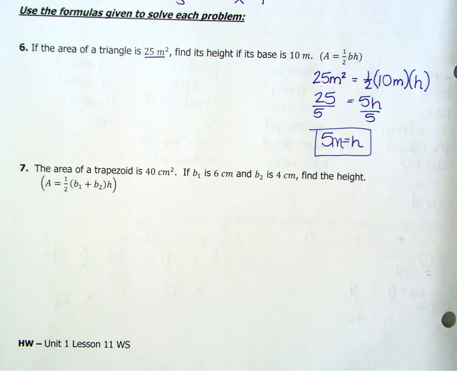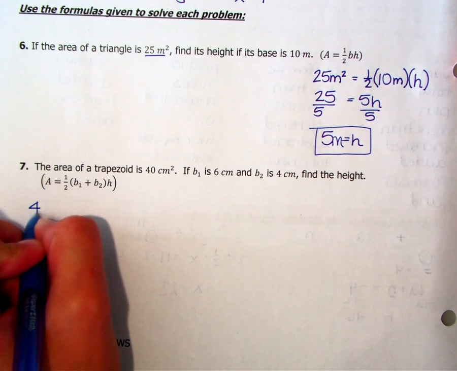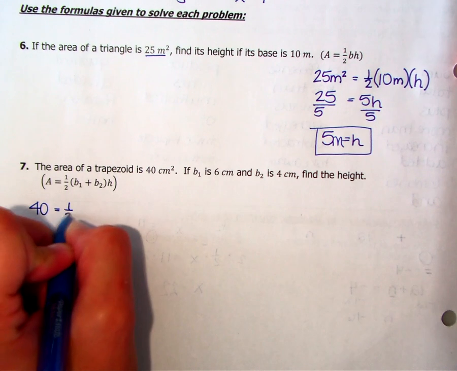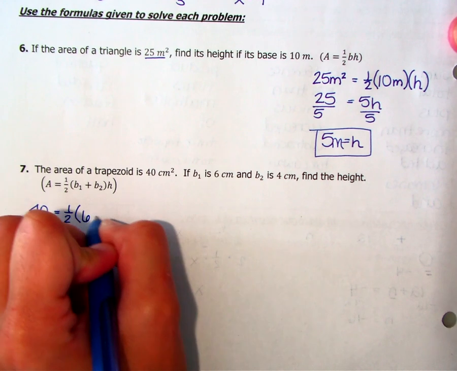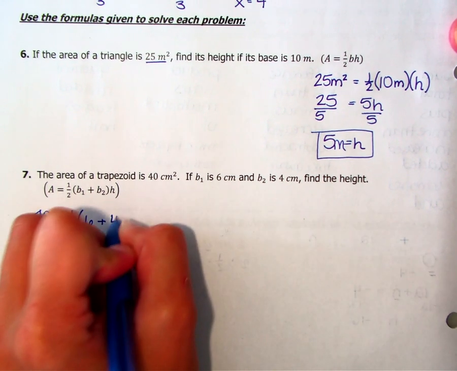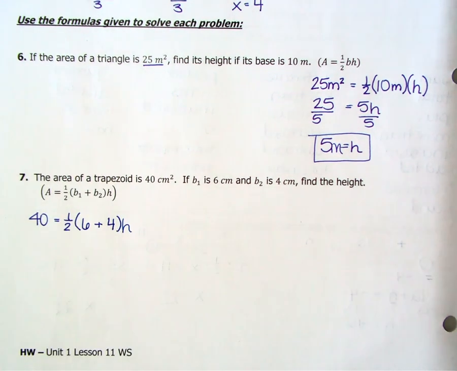All right, last one for today. The area of a trapezoid is 40 centimeters squared. If base 1 is 6 centimeters and base 2 is 4 centimeters, find the height. All right, so they give me the equation. The area is 40. So I've got 40 equals my 1/2. Keeping my parentheses, base 1 was 6. Base 2 was 4, so I've got parentheses 6 plus 4, and I'm finding the height, so I leave height as h, the variable.